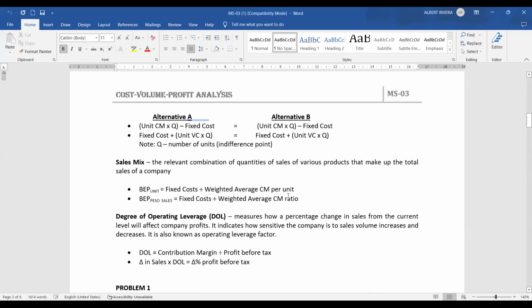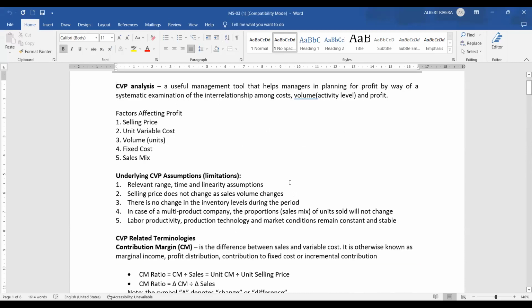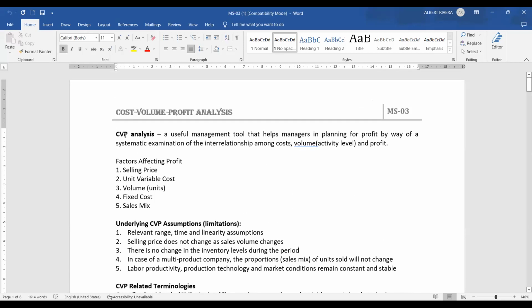Okay. This module 3 is all about cost volume profit analysis. Actually, the cost volume profit analysis is one of the favorite topics in the board examination. This covers the computation of the break-even point, the computation of the margin of safety, the contribution margin ratio, contribution margin per unit, etc.